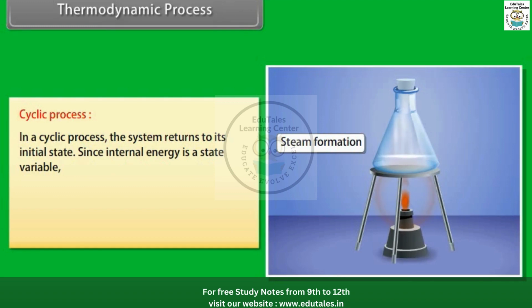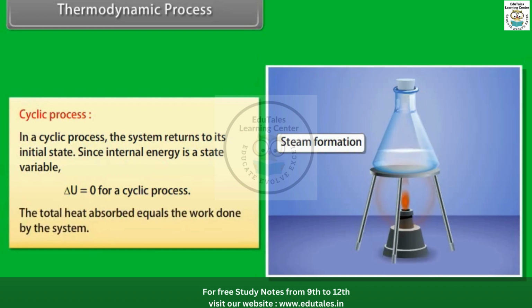state variable. Delta U is equal to 0 for a cyclic process. The total heat absorbed equals the work done by the system.